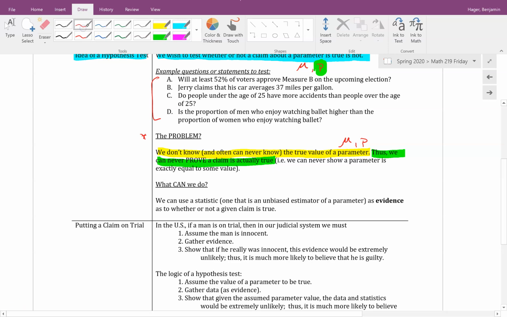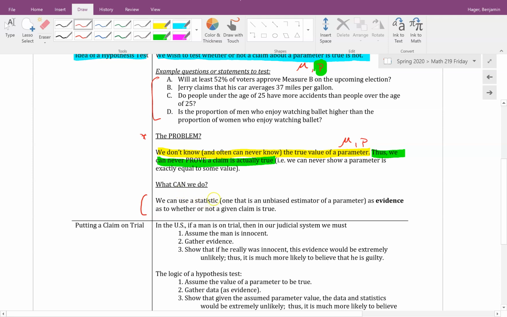Okay, I'm back. We can never actually prove that a claim is true. That's not what our goal is. Our goal is to basically either prove that the claim is false or we can't say that it's false. Okay, so that's the idea of what we can do.